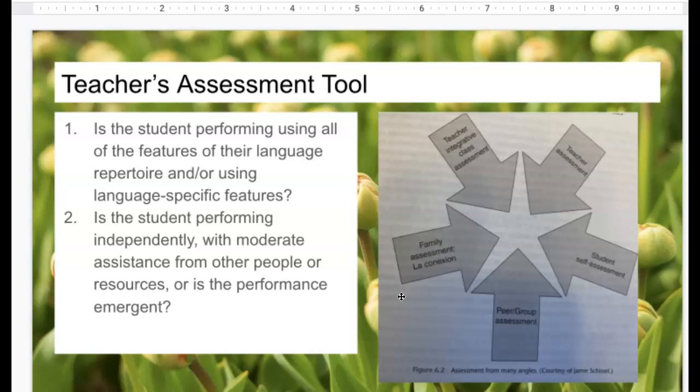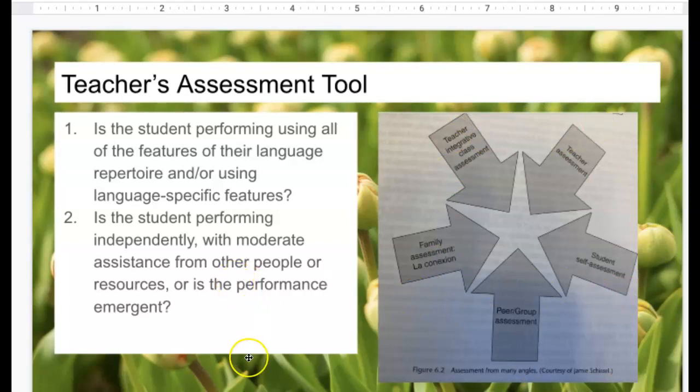So for number one, we want to think about, is the student performing using all of these features of their language repertoire and/or using language-specific features? So if we are assessing them just on vocabulary, and we're only allowing them one type of way to show what they know, like a fill in the blank, that's not an authentic assessment. That's not enough. That's only one piece of this whole integrative assessment type of tool.